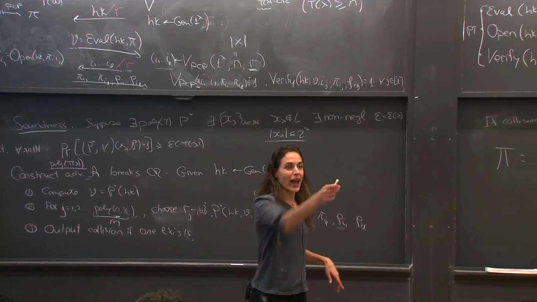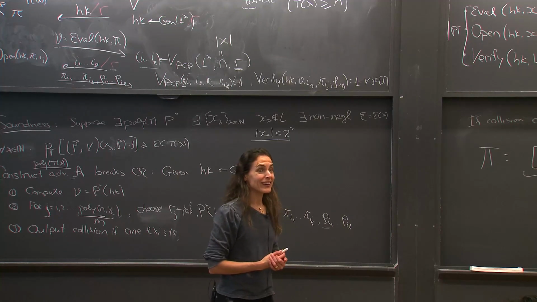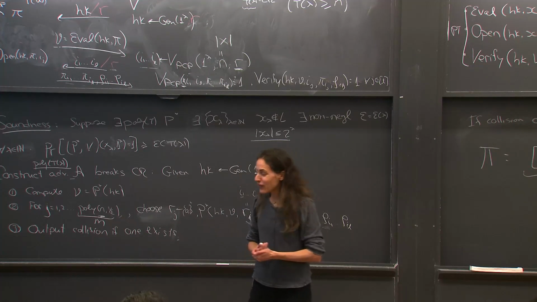But were there questions before? Yeah. Is the rewinding necessary? Could you get a lower success probability but still polynomial? Great question.